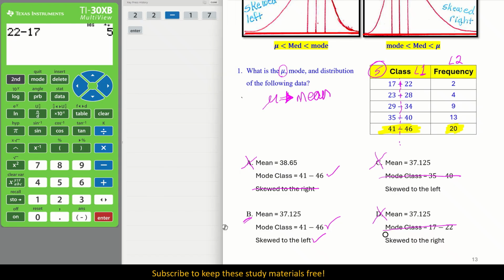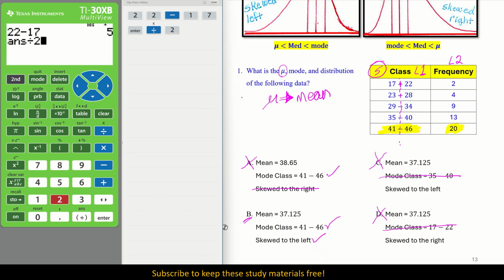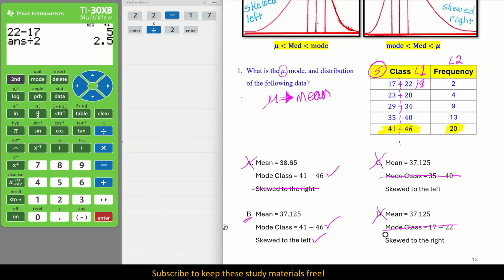Each of these. Now, divide that by 2. You want to cut it in half, okay? That's the center. So you add 2.5 to each of these beginning values. For example, the first one is 17 plus 2.5. Well, that's 19.5. Okay. The next one, that'll be 25.5. And the next one, that will be 31.5.